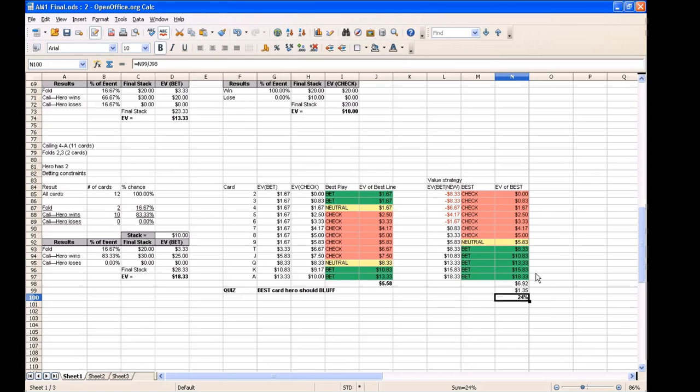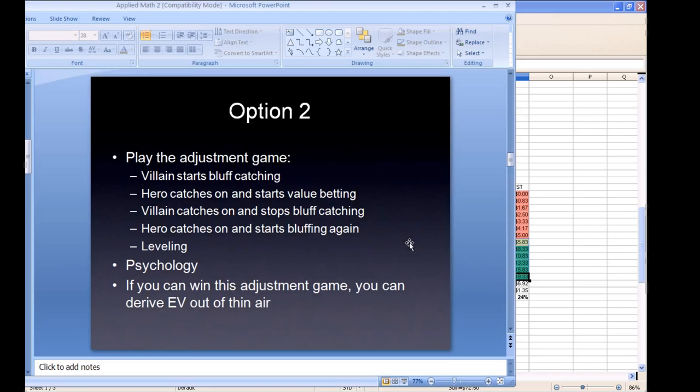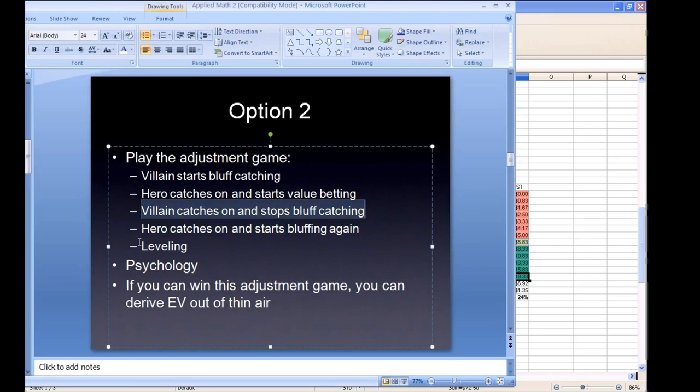Now our opponent comes up with a strategy based on this, and he's only going to call. Let's say we decide that we're going to bet the 9, 10, Jack, Queen, King, Ace. So his response should be that he's only going to call now with strong hands, clearly, because we're value betting strong hands. So his adjustment, if we go back to the PowerPoint, is he stops bluff catching. And we need to start bluffing again.